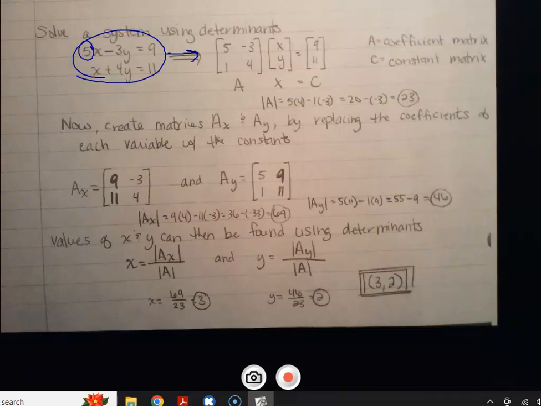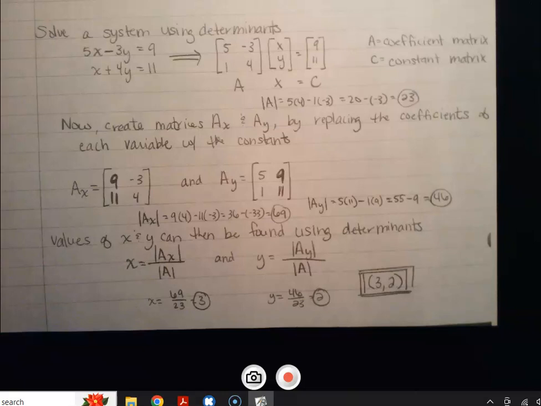So remember, we have 5 and we make it a negative 3. There's nothing in front of the x, so it's a 1, and this is a positive 4. Then we have our x matrix, so the x and the y, and we have our constant matrix. Remember, we had the A is the coefficient, C is the constant, so our answers, the 9, it equals 9 and equals 11. So we had all that we talked about yesterday. Okay, so we're taking that and putting it into this matrix.